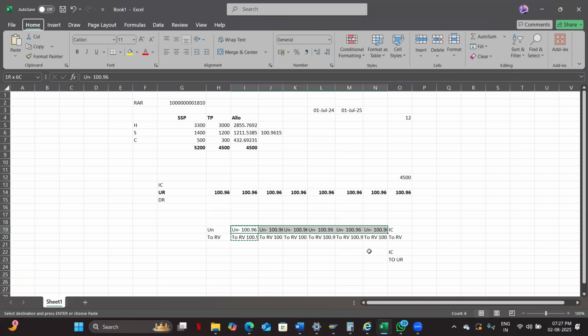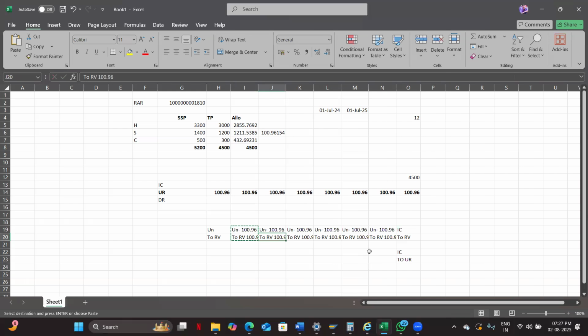Here also the IC value happens, its full amount came. I see it comes to 4500, but RV is 100.96. Another one is also created here. If we delete and sum, you can calculate directly here.